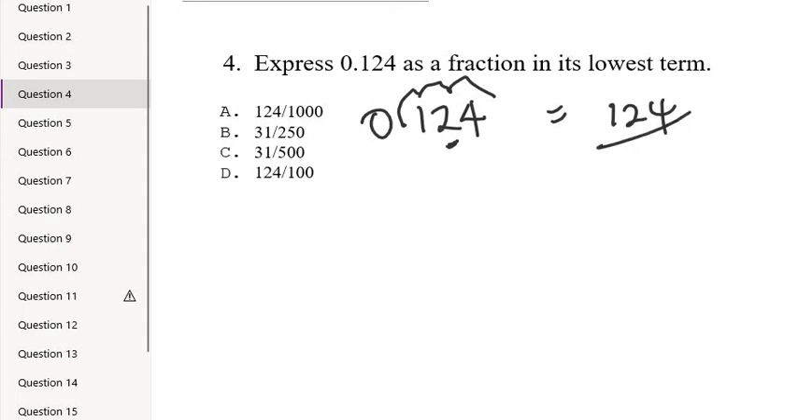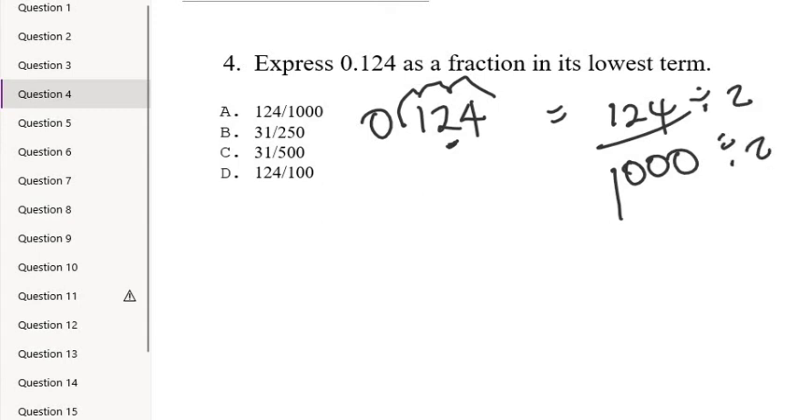So I'm going to divide by 1000, since 1000 has 3 zeros. If I had moved 2 places, I would have divided by 100, but because it's 3 places, that's why I'm dividing by 1000. To reduce to the lowest term, let's divide both sides by 2.